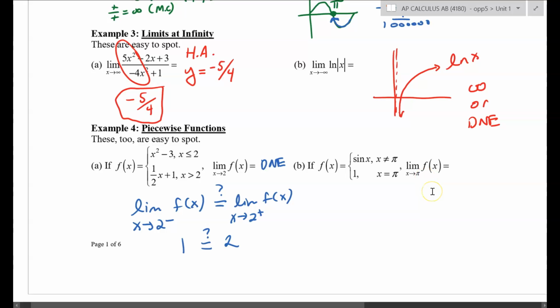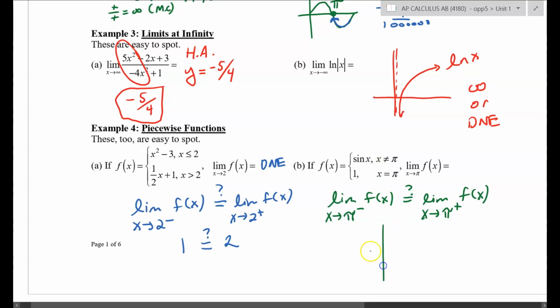At pi, does the limit exist? Well, the limit exists at pi if the limit from the left of pi is equal to the limit from the right of pi. If I'm to the left of pi, then x doesn't equal pi, so I'm in this rule for both of them.